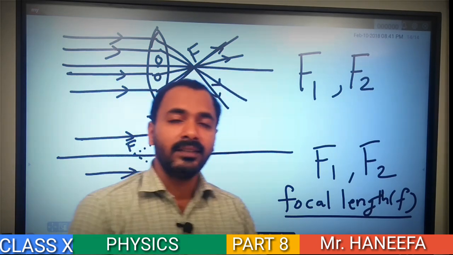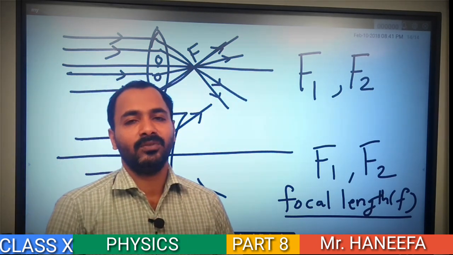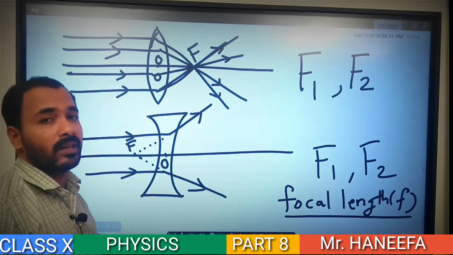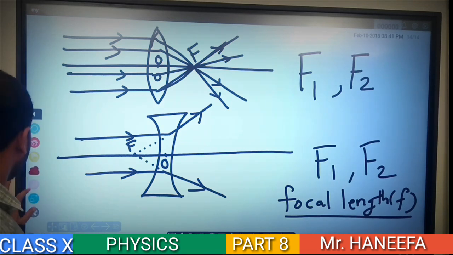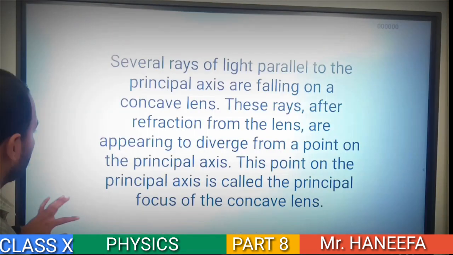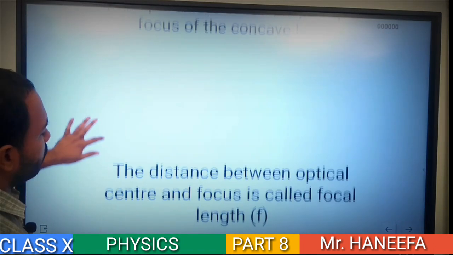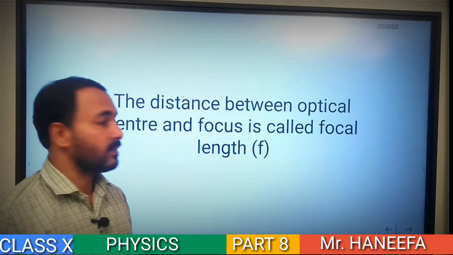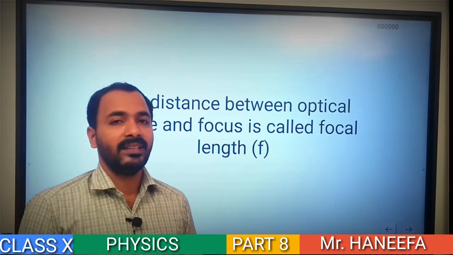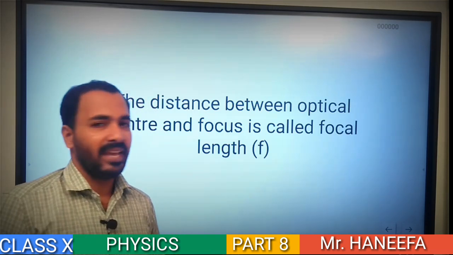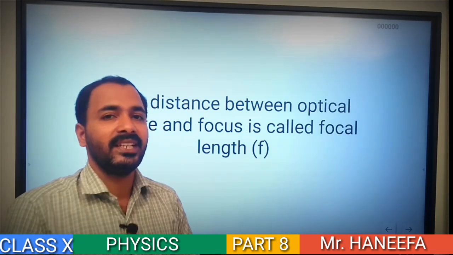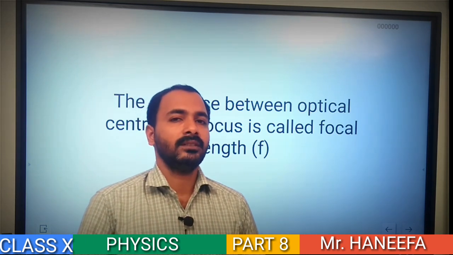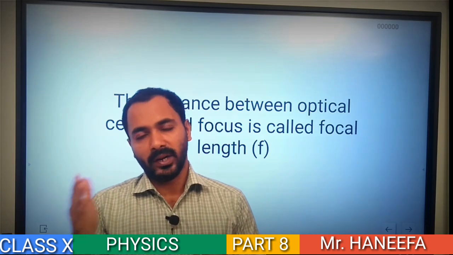What is the focal length? Focal length is the distance between optical center and principal focus. What is the focal length? The distance between optical center and focus is called focal length. Focal length is represented by a letter F. So today we discussed the terms related with spherical lenses. What is a spherical lens?